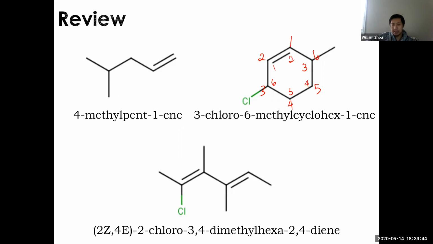You have 2Z, 4E. 2Z, the same side, because the chlorine goes down and the rest of the molecule also points down. For 4E, the molecule is on opposite sides across the double bond at carbon 4, so that's why it's E. So 2-chloro-3,4-dimethylhexa-2,4-diene. Make sure you know how to name double bonds. We're going to move on into triple bonds. Any questions so far?